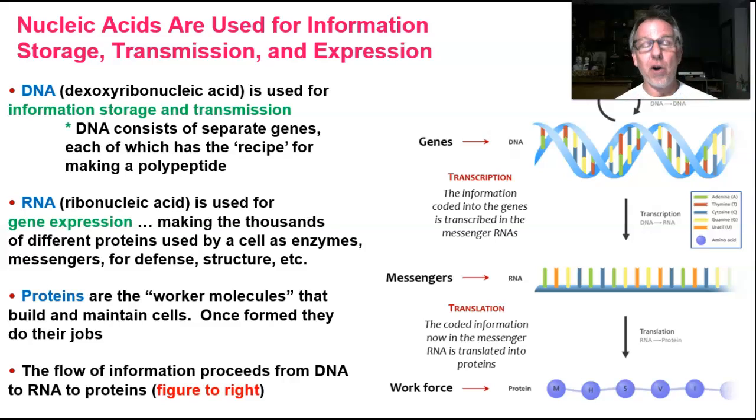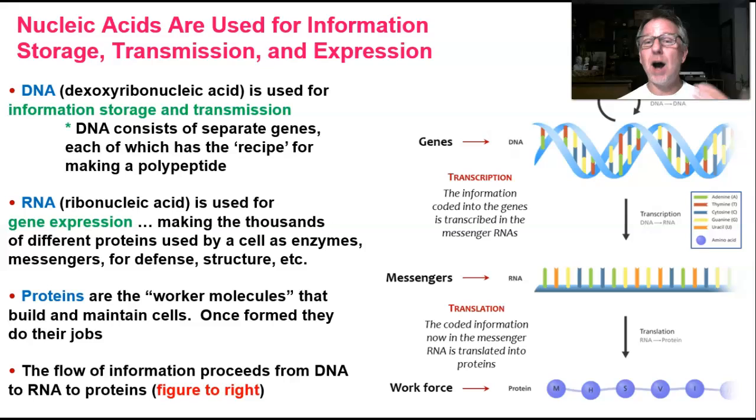Now, DNA and RNA are the two kinds of nucleic acids that are found in cells. DNA stands for deoxyribonucleic acid. Quite a tongue twister. And DNA is what's used for information storage. So basically that's where the recipes are. And for information transmission, passing on from cell to cell. DNA consists of separate genes, which are little stretches of DNA that contain the recipes. So each gene is basically a different recipe for making a different protein.